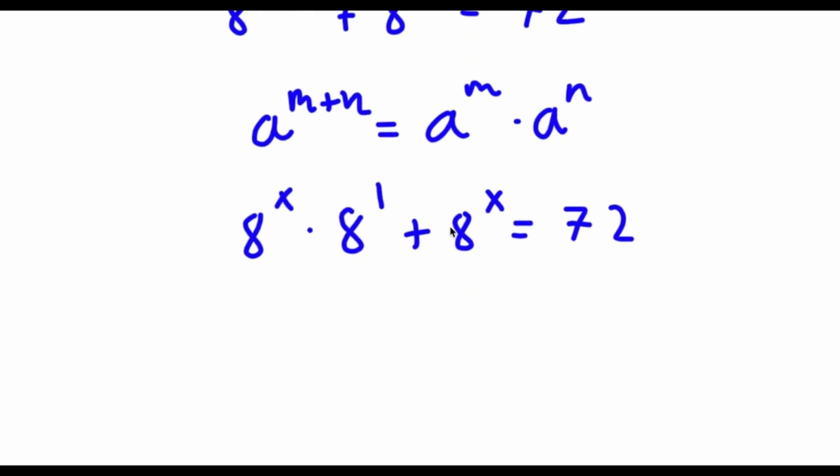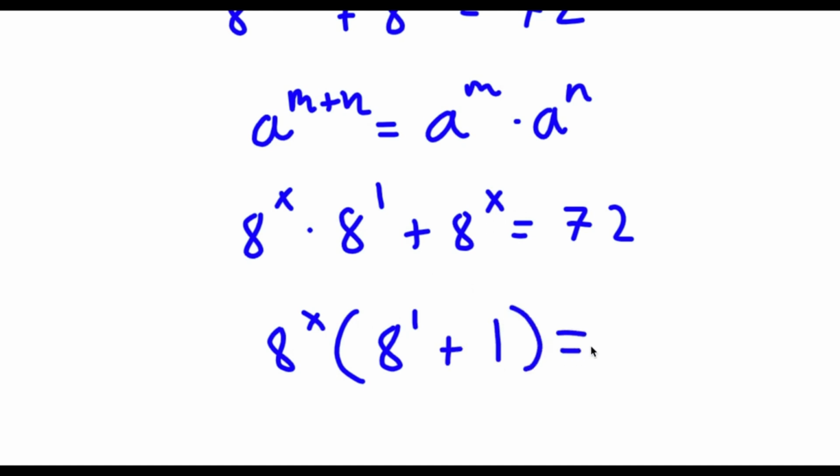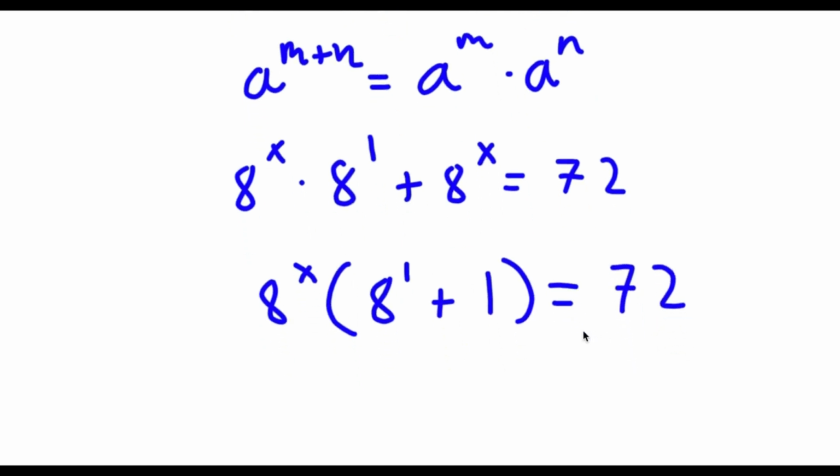Now from here, because both of these terms have 8 to the power of x, I'm going to factor out 8 to the power of x. So now I have 8 to the power of x times, 8 to the power of x times 8 to the power of 1 divided by 8 to the power of x, simply 8 to the power of 1, plus 8 to the power of x divided by 8 to the power of x is 1. Now this is equal to 72.